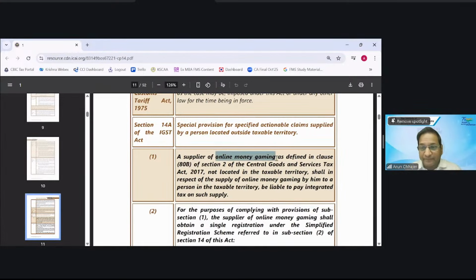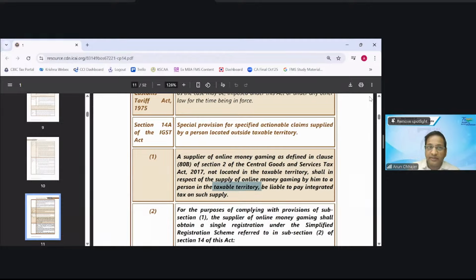Supply of online money gaming as defined in section 2 clause 80B, by a supplier not located in the taxable territory, shall in respect of the supply of online money gaming by him to a person in the taxable territory be liable to pay integrated tax on that supply. A supplier of online money gaming not located in the taxable territory shall be liable to pay IGST. So will it be covered under reverse charge or will it be forward charge?